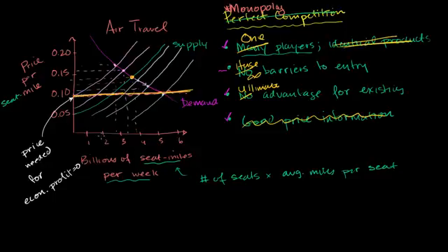But the question is, how do they set that? How would they determine where along this curve they would like to either set the price, or you could say set the quantity by limiting production in some way?